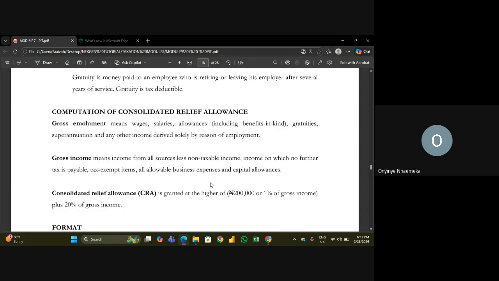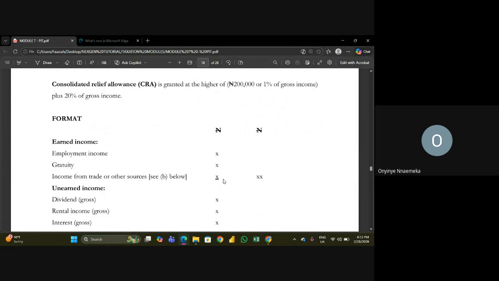So CRA is calculated on gross income. Now let's check. We have checked the format before. I put it here because this one is more explicit. We have employment income. This is from your employment. It can be basic salary, gratuity, benefits in kind. Everything will be under employment income, right? Then gratuity will be here. Income from trade or other source.